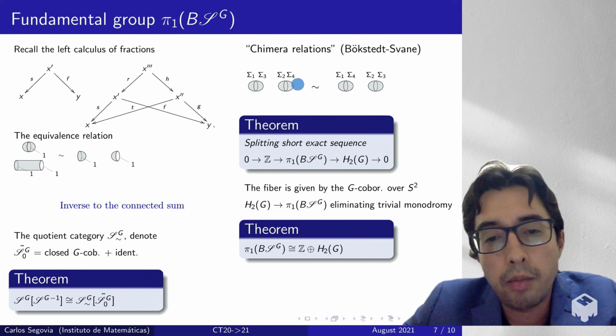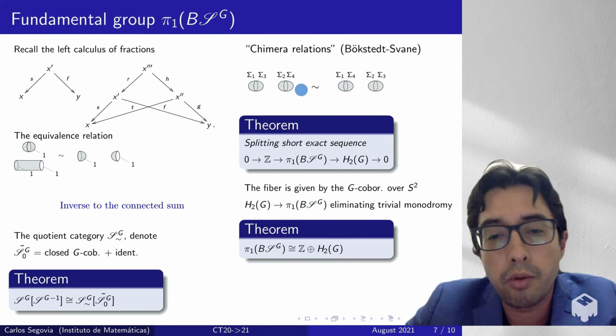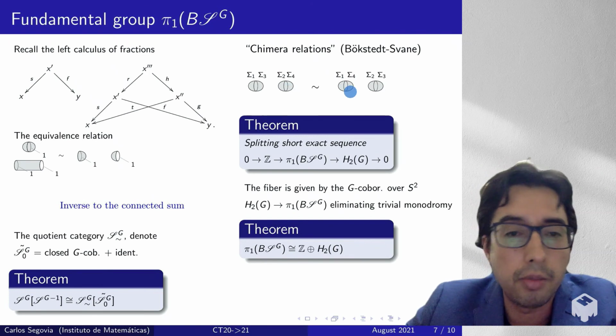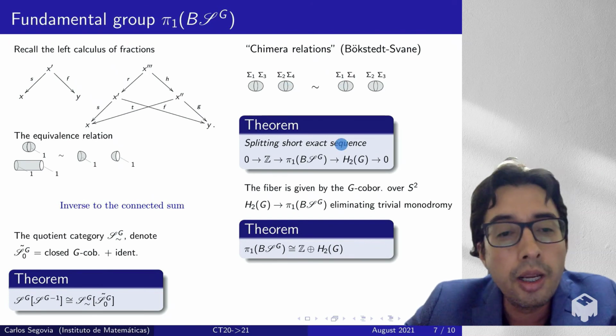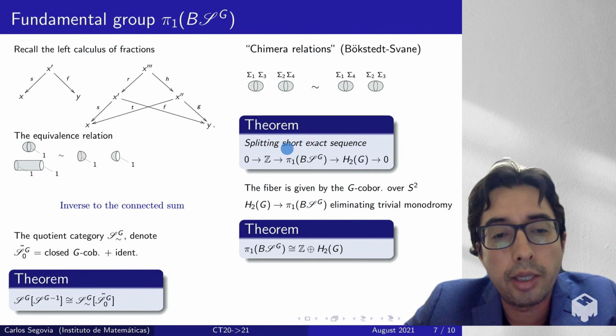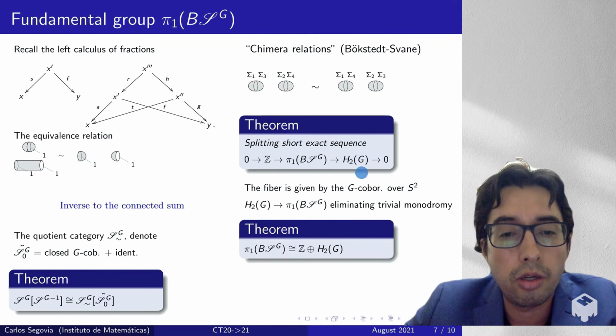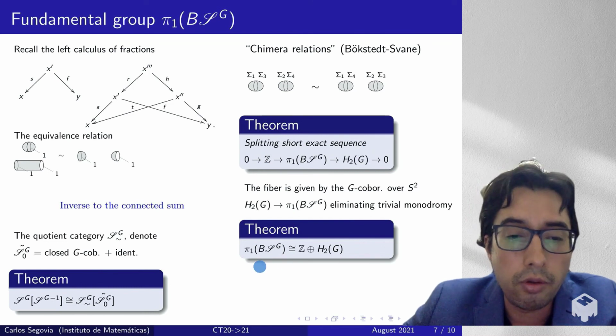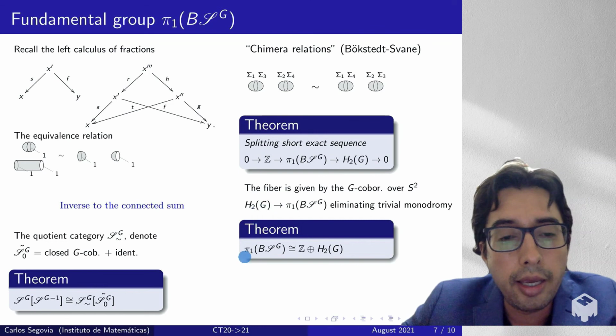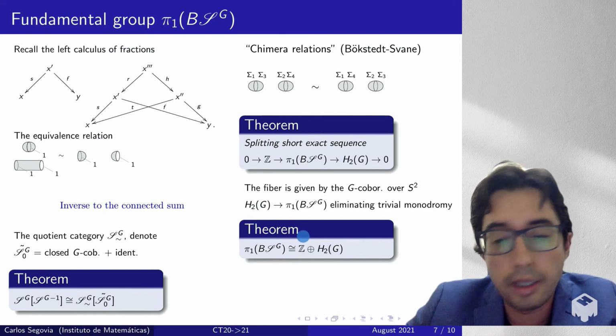And the important thing is that this happened in the work of Galatius, Madsen, Tillmann, and Weiss. We also proved a split short exact sequence between the fundamental group, the integers, and the two-dimensional homology group. And this showed that the fundamental group is this sum.